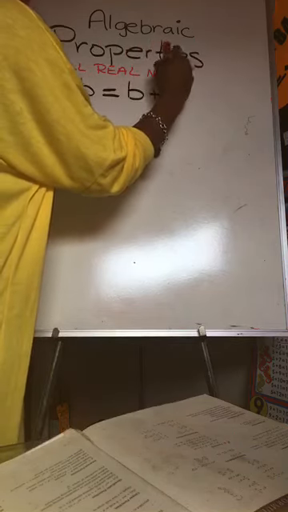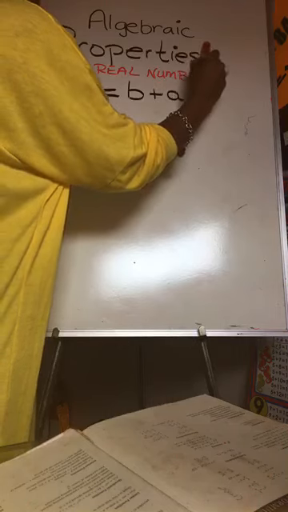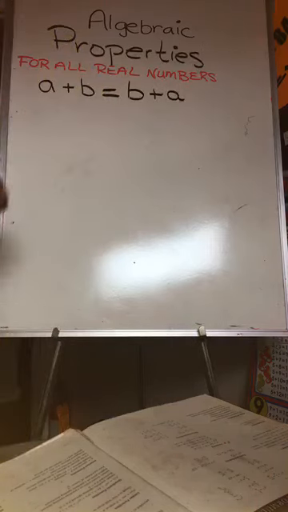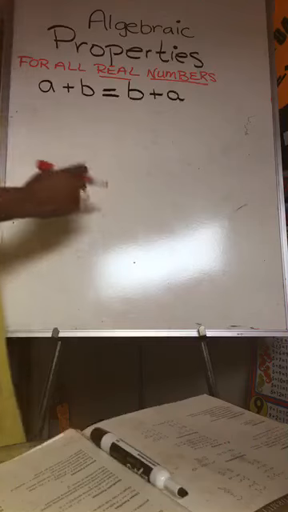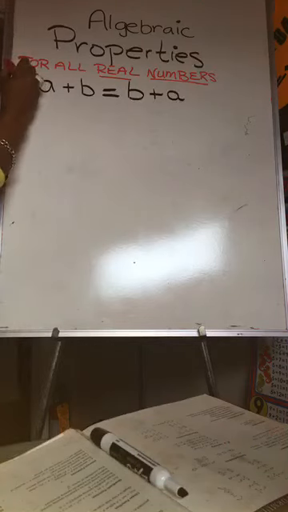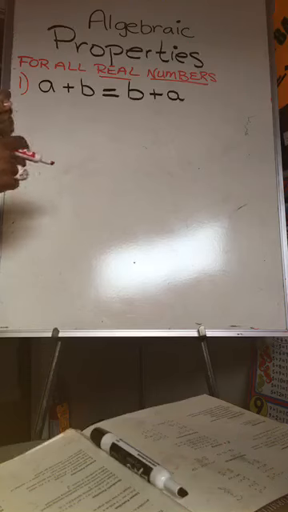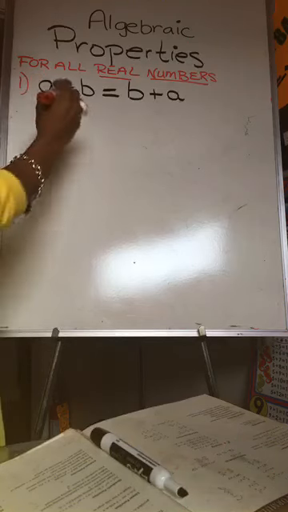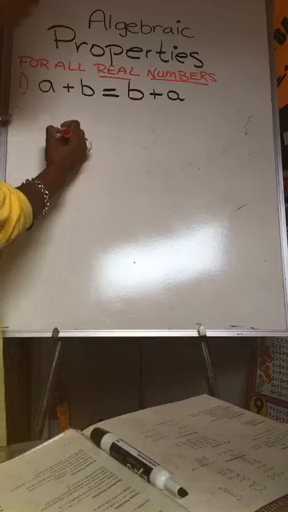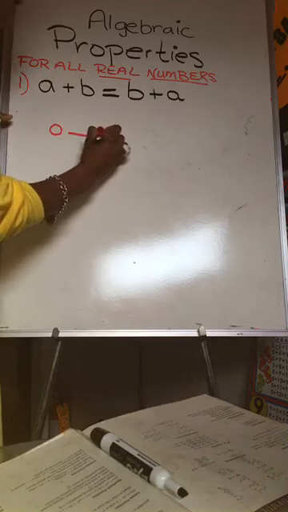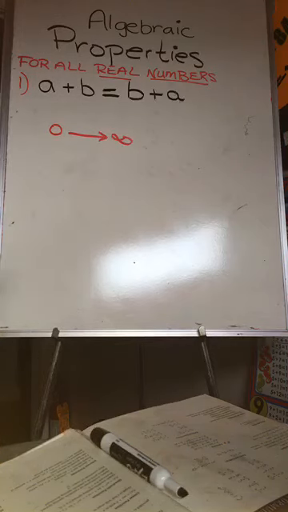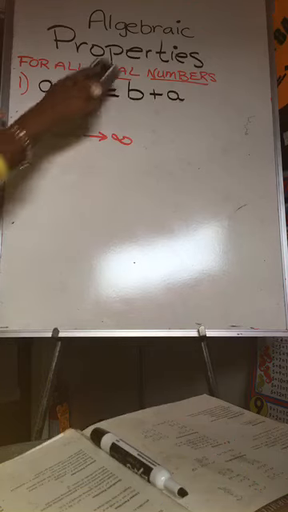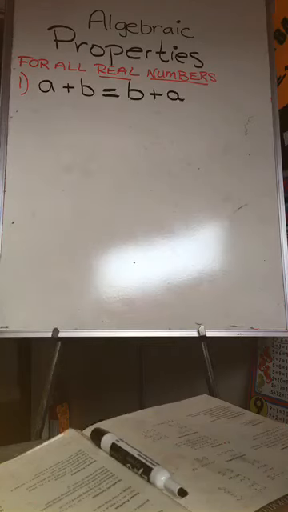And you're probably asking yourself, what are real numbers? Let me step back a little bit and give you the definition for real numbers before we go into this first property. Real numbers consist of numbers from 0 to infinity, okay? Infinity means it never ends, so we can be in the billions. From 0 to infinity are real numbers. But let me break it down a little simpler.